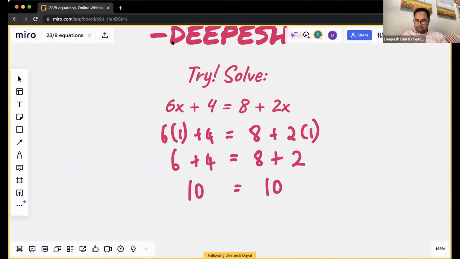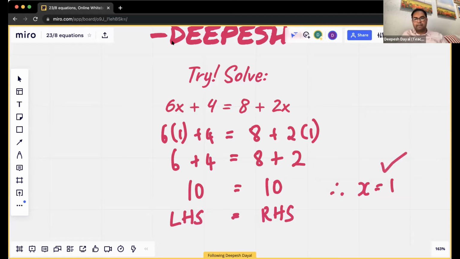So we've got left-hand side equals right-hand side. It's LHS, which stands for left-hand side, equals RHS, which stands for right-hand side. Therefore, x is indeed equal to 1. Well done, those of you that got that. But today we're going to be looking at how we can solve these equations algebraically, and we're going to be looking at some rules. But before we move on, are there any questions regarding this question here?